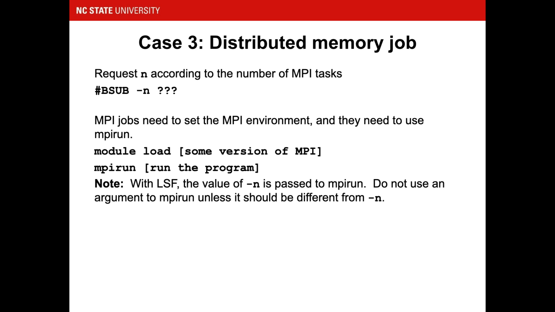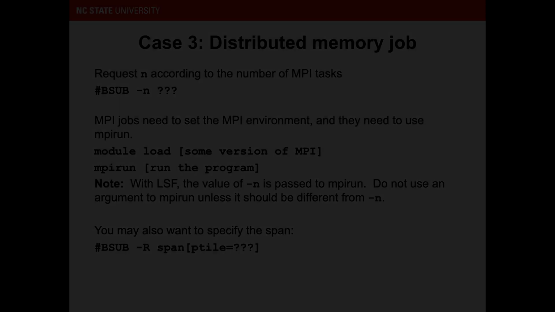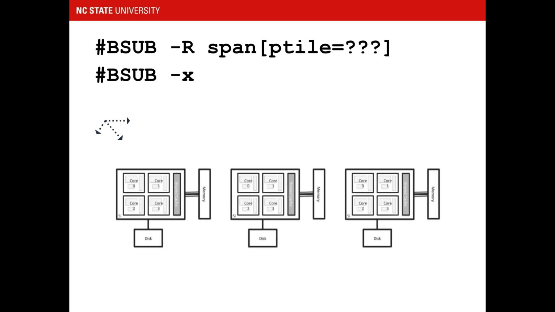You also may want to specify the span, which means specifying the number of tasks to put on each node. There are two reasons why you might want to specify ptile, and in both cases you should also include -x. The first reason to limit the number of MPI tasks per node is because each task takes a lot of memory. If the reason you are using ptile is because you are dealing with memory limitations, you don't want other jobs competing for the memory as well.